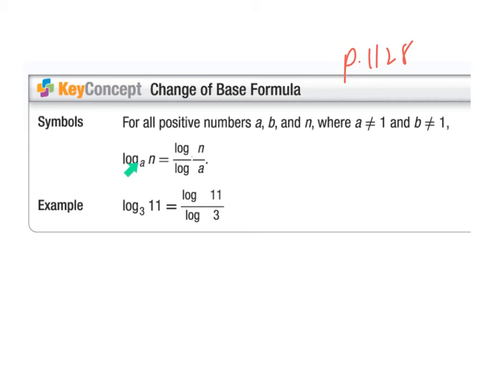So if I have log base a of n, I could rewrite it as log n, so common log n, over log a. And here's another example. Log base 3 of 11 is the same as log 11 over log 3. So the bottom number is the log of whatever the base is. The top is the log of the normal number there, okay?